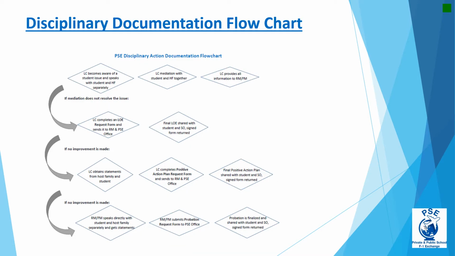This is the PSE Disciplinary Action Document Flowchart. To locate a printed version of this document in the ZAP Resources section, type in the word Flowchart in the search field. There are 11 steps to the disciplinary action documentation reporting procedure. Let's take a look at each step of the reporting process as defined within this flowchart.